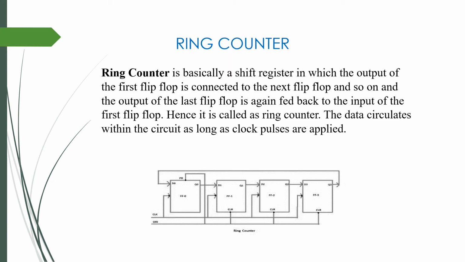Now we will see ring counter. Ring counter is basically a shift register in which the output of the first flip-flop is connected to the input of the next flip-flop and so on. The output of the last flip-flop is again connected to the input of the first flip-flop. Hence it is called a ring counter. The data circulates within the circuit as long as clock pulses are applied.